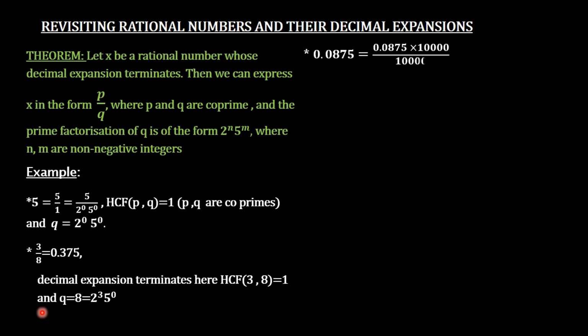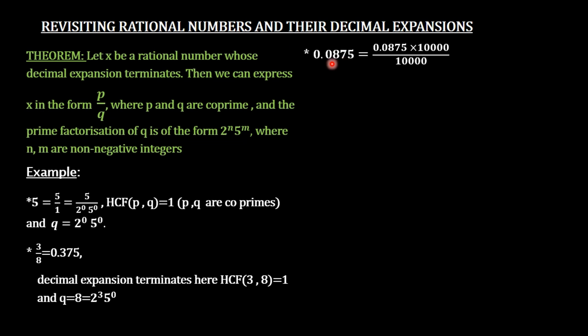0.0875. How can we represent 0.0875 in the form p by q? That we are going to see now. What is our theorem? If x is a rational number whose decimal expansion terminates, then we can express x in the form p by q. This is the first part of the theorem. If the decimal expansion is terminating, we have to represent it in the form p by q.